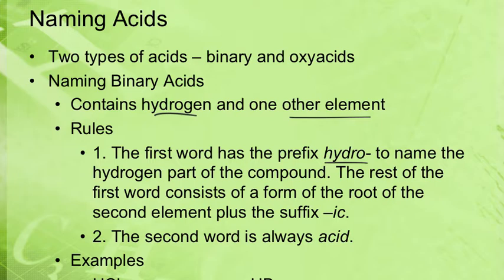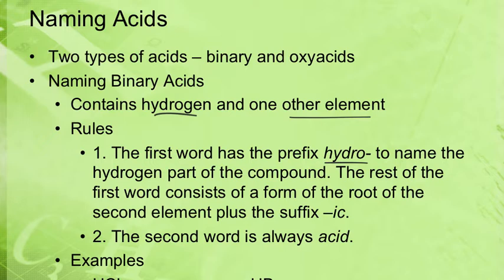So this example down here, HCl, if we follow this, it's going to start with the prefix hydro. And then the rest of the first word consists of the form of the root of the second element. Well, Cl is chlorine, so that's going to be chlor plus the suffix -ic. The second word is always acid. HCl is hydrochloric acid. Now, many of you probably already have heard of that before, but it follows this naming system. Okay, it's not just randomly named hydrochloric acid. It follows these rules.